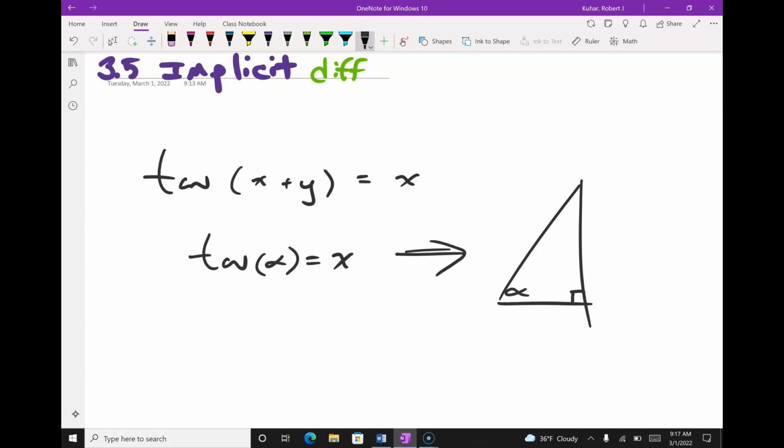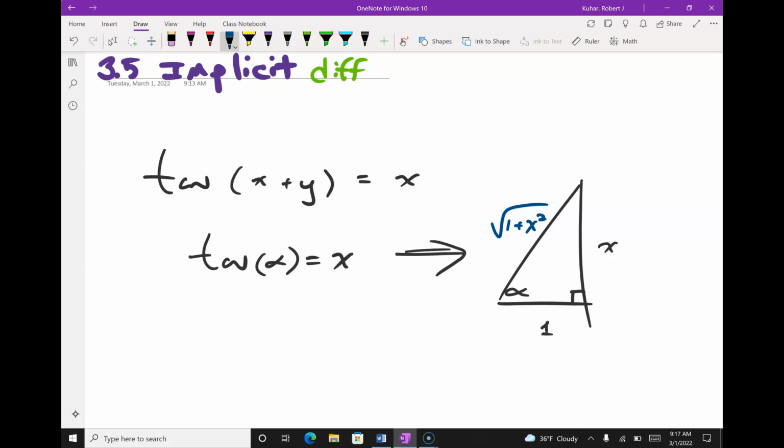Sometimes I won't need it. Sometimes I will. I'm using alpha instead of theta, okay? But I know what the definition of tangent is. It's a ratio of the opposite over the adjacent. So that must be x over 1, because what is x over 1? x. So tangent is x over 1, right? So I can now label two of my sides, and using the Pythagorean theorem, I can get that the remaining side is the square root of 1 plus x squared.